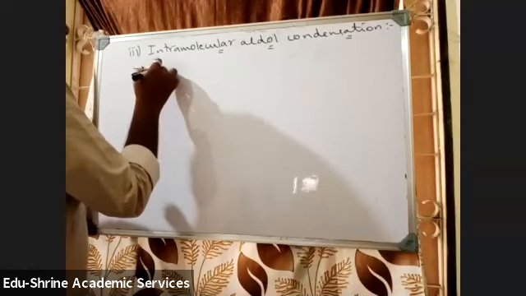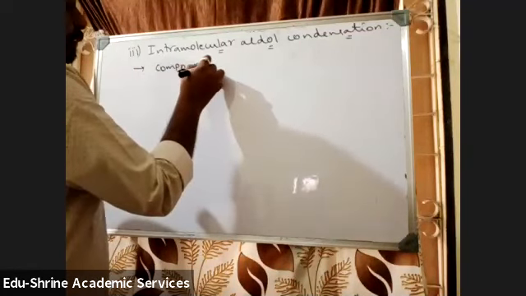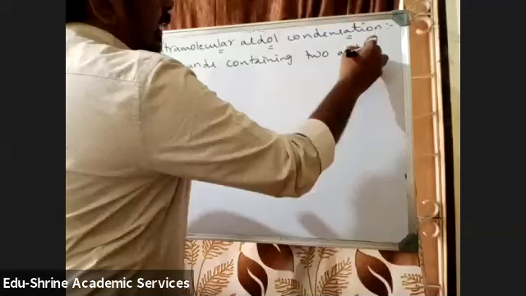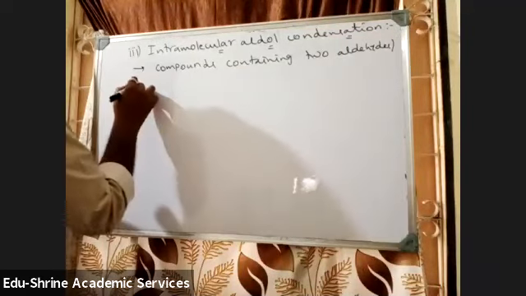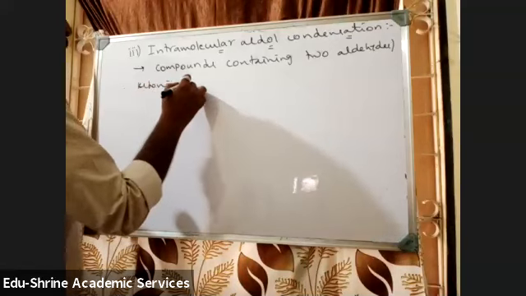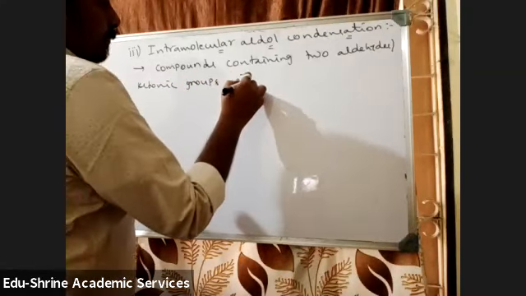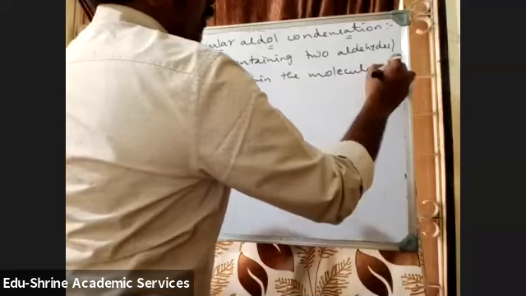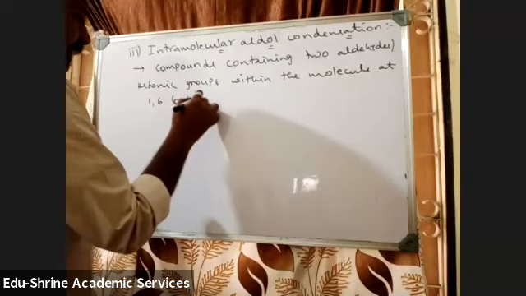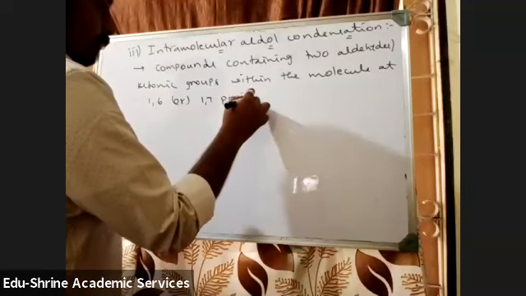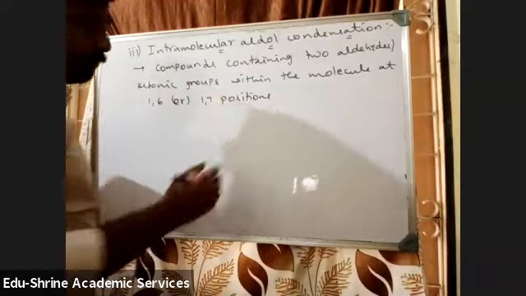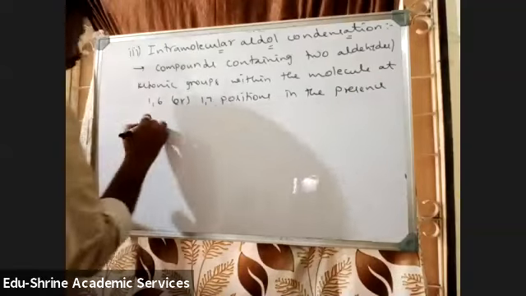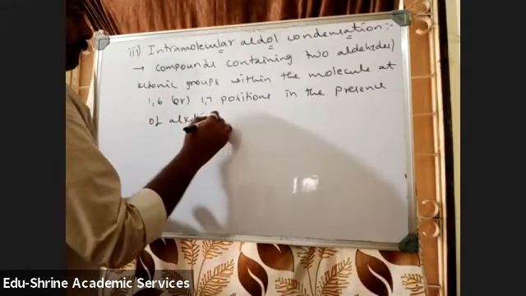The compounds containing two aldehydes or ketonic groups within the molecule, at 1,6 or 1,7 positions, in the presence of alkali, give this reaction.